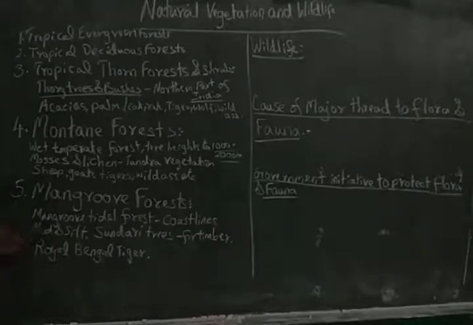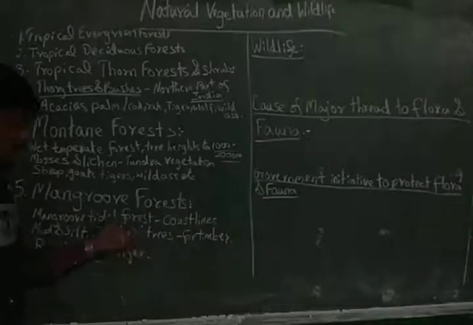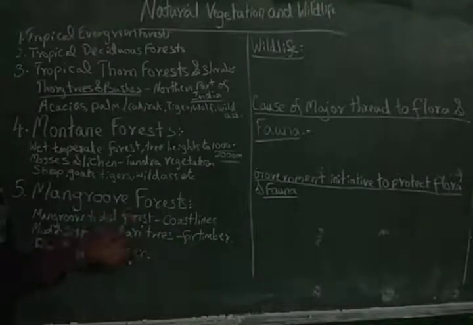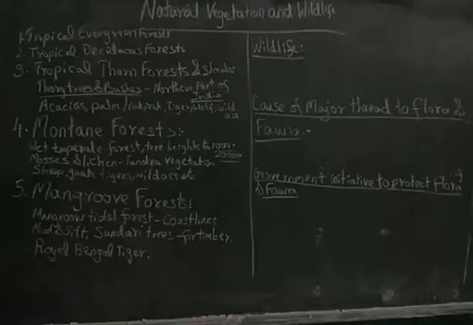The trees growing there are mainly Sundari trees, and they grow in the waters of the river Ganges and also the Brahmaputra, and they are used for timber. The animal living here is the Royal Bengal tiger. Now what we are going to see is wildlife.